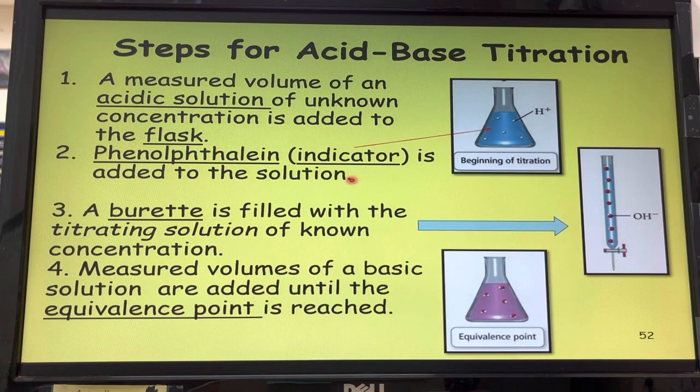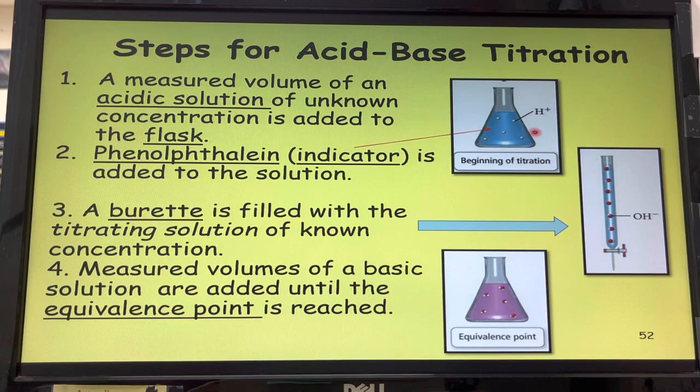So here's the steps for this process. So one, you take a measured volume of an acidic solution of an unknown concentration, and you put it in this flask. This is called an Erlenmeyer flask. It has a flask that's flat on the bottom. There's another kind of flask that's round on the bottom. Some people may just call that a round bottom flask, but it's also called a Florence flask. So this is called an Erlenmeyer flask.